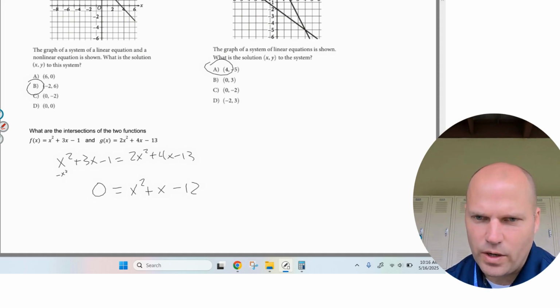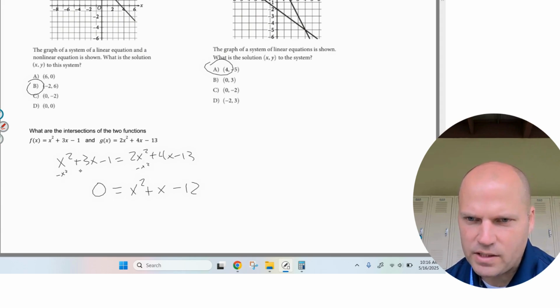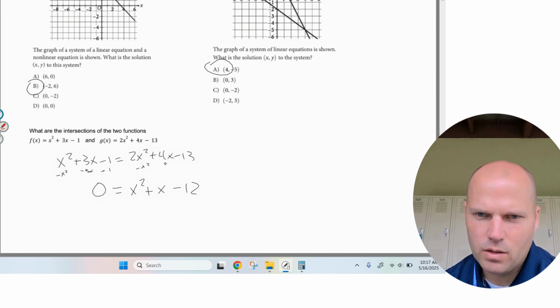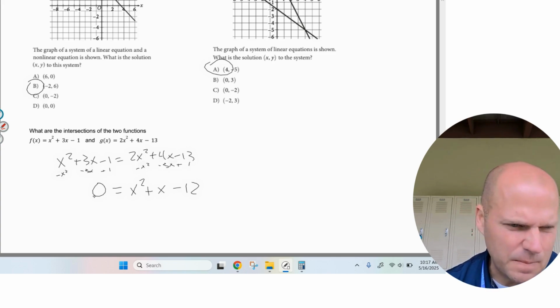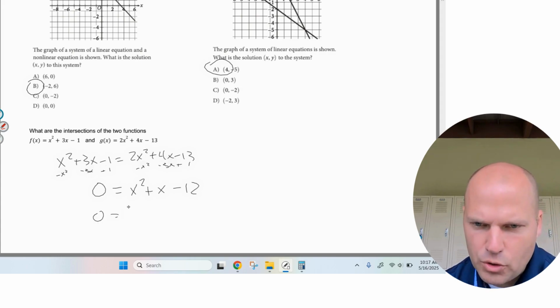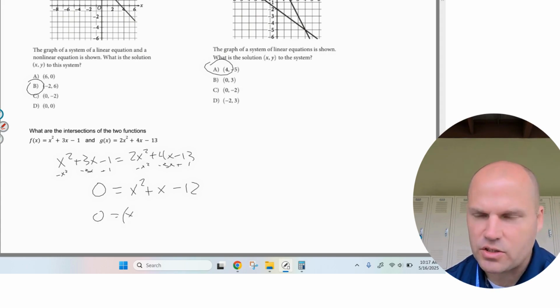If you subtract x squared, if you subtract 3x, if you add 1, you get this. Don't forget about the equals 0. I want you to write that x squared plus x's plus numbers can come from the factored form.